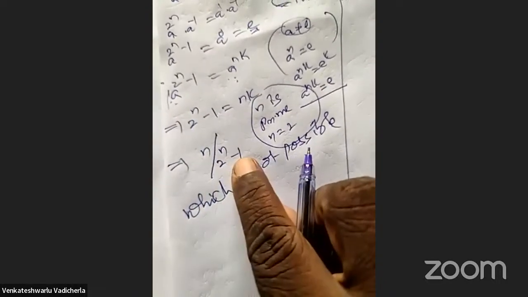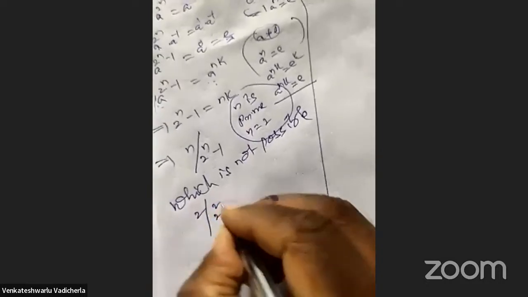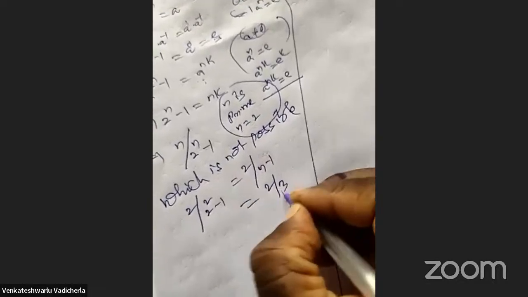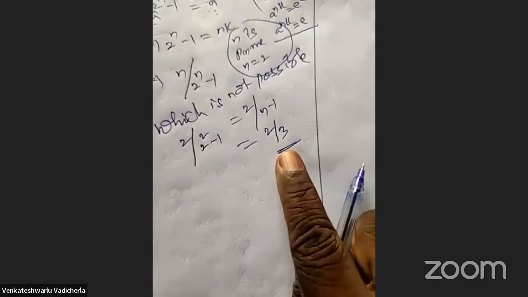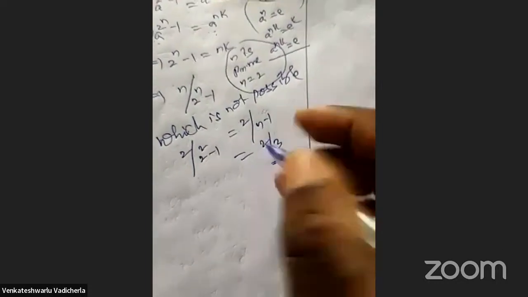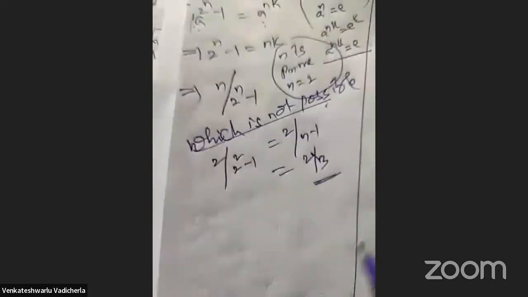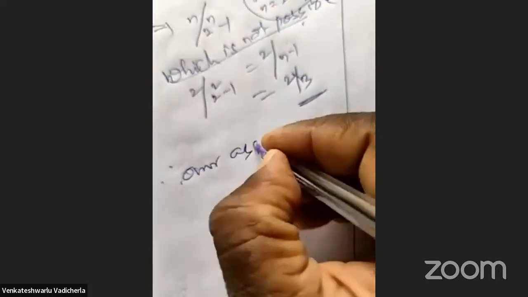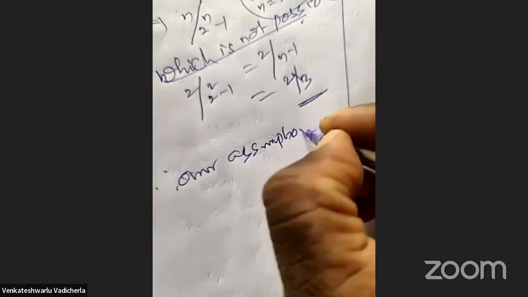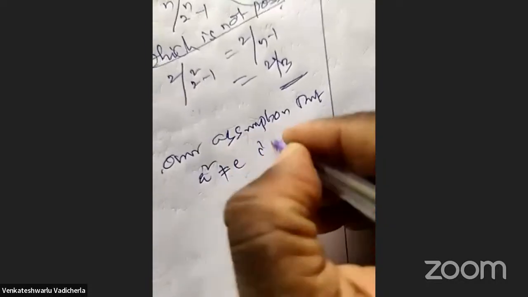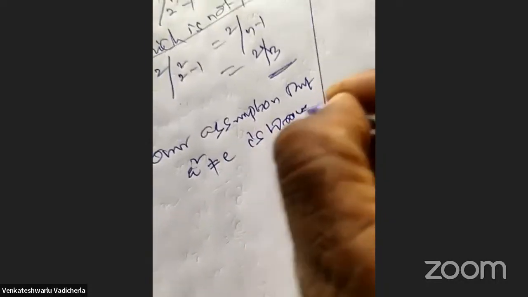2 square minus 1, that is 4 minus 1, which is 3. 2 divides 3 is not possible in the number system. 100% 2 does not divide 3, which is not possible. Why is it not possible? We took a wrong sentence. What is the wrong sentence? Our assumption. What did we assume? A square is not equal to E is wrong.